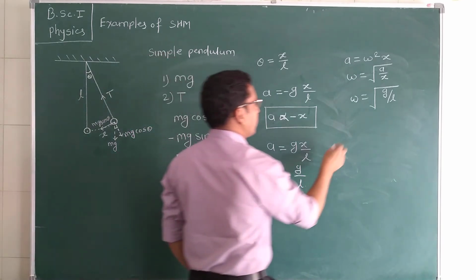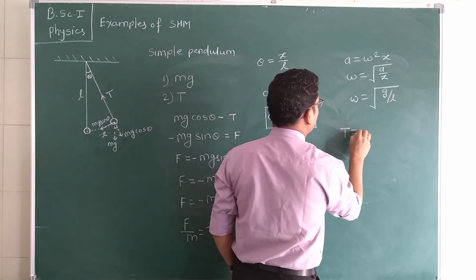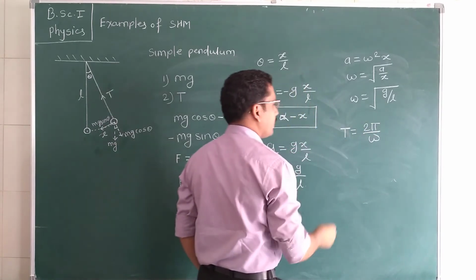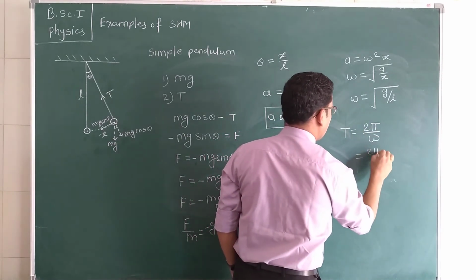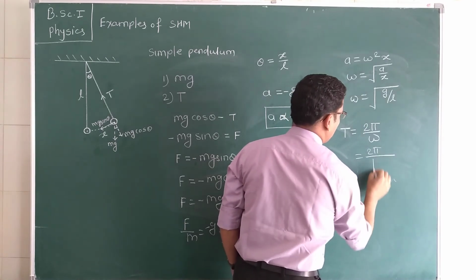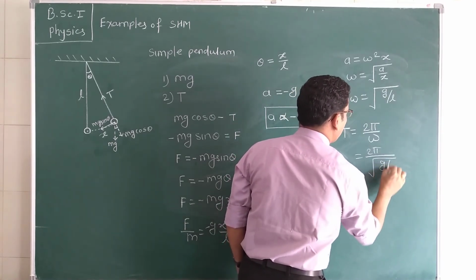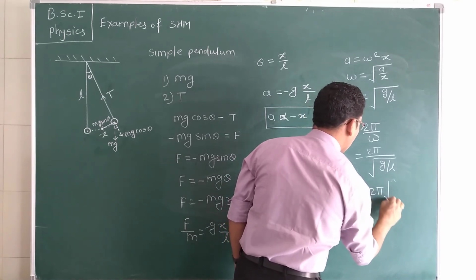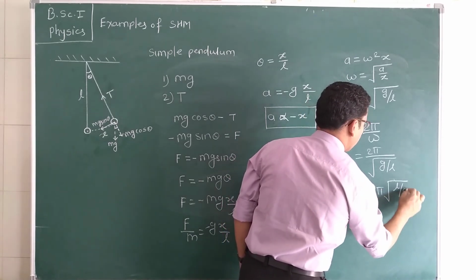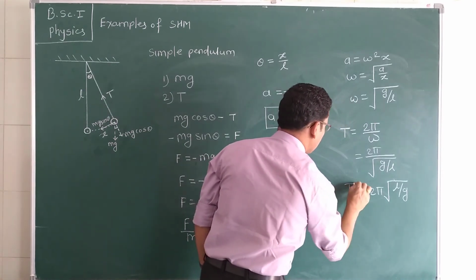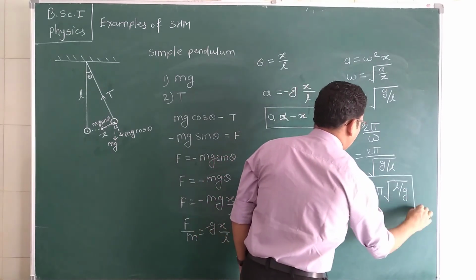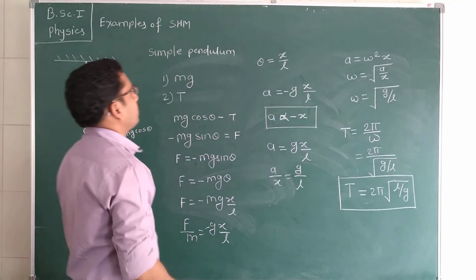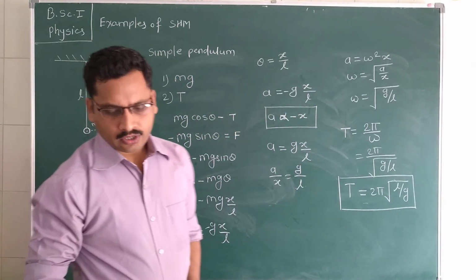Now we know that the time period T is equal to 2 pi by omega. It is 2 pi divided by under root g by L, which is equal to 2 pi under root L divided by g. So what is this? This is nothing but the time period of a simple pendulum performing simple harmonic motion.